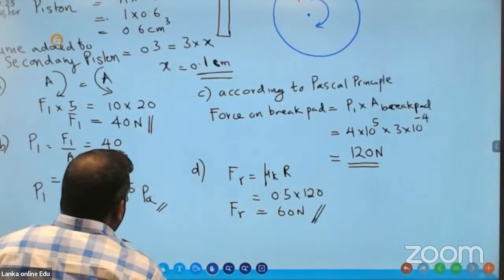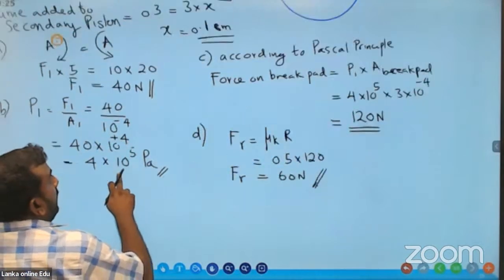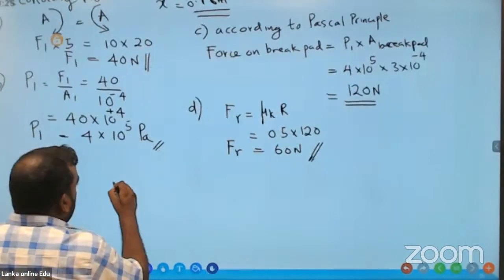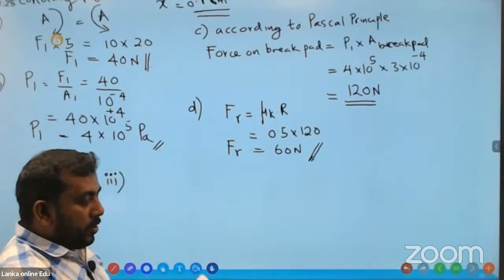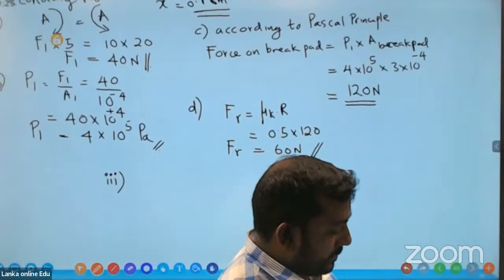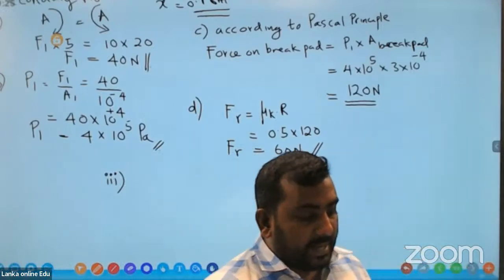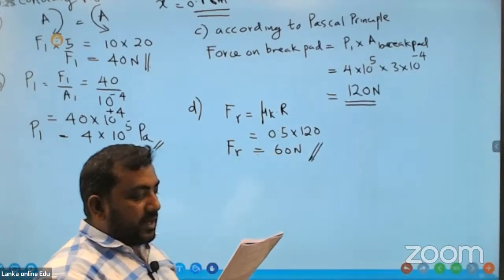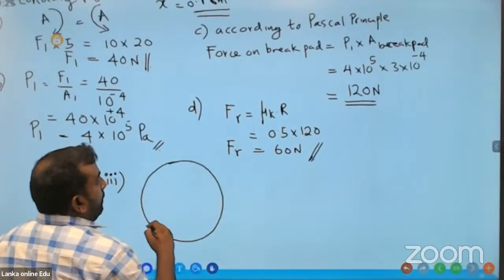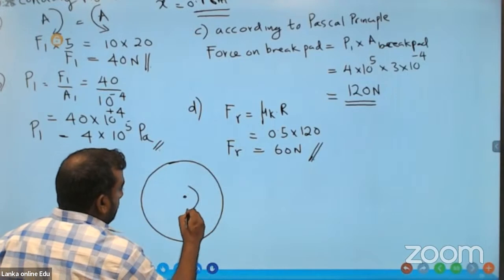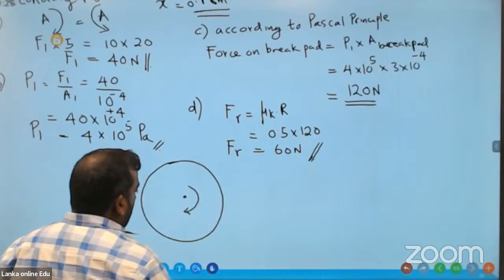Now look at Roman 3. Roman 3, what are they asking me? Before applying the brakes, wheels were rotating at 600 revolutions per minute. So before applying the brake, omega was 600 revolutions per minute.